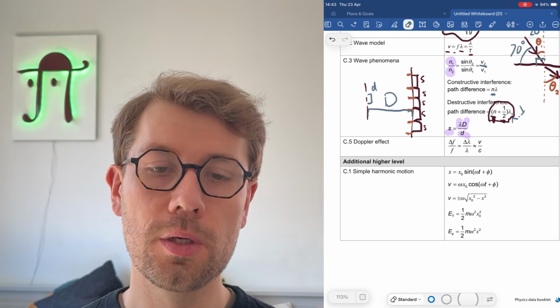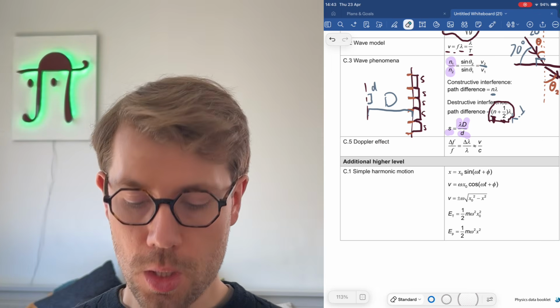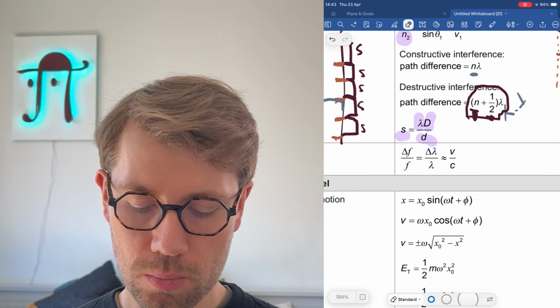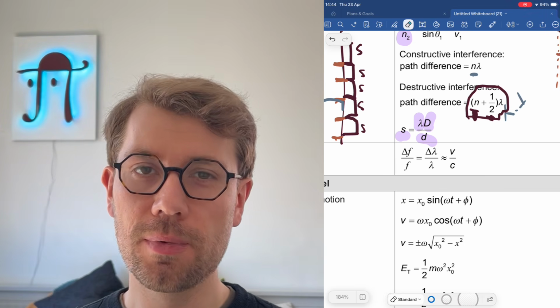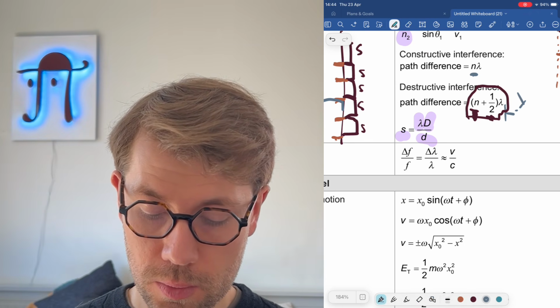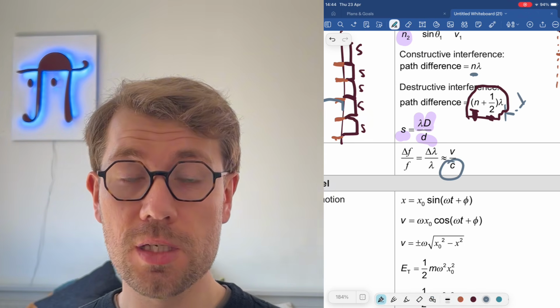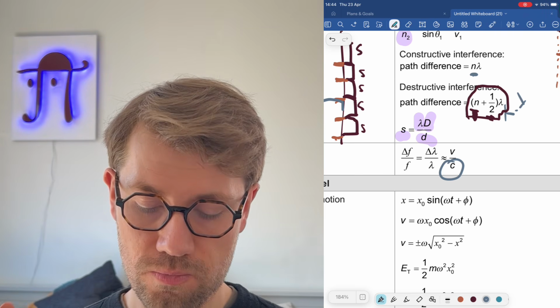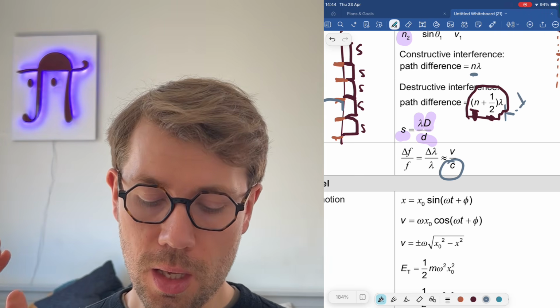So next we've got the Doppler effect. This is mostly just the Doppler effect for light, and we can tell it's the Doppler effect for light because we've got this c again. Our c is our speed of light in a vacuum. Now this is great, this is nice and easy.